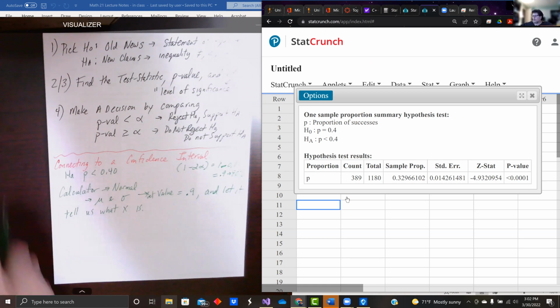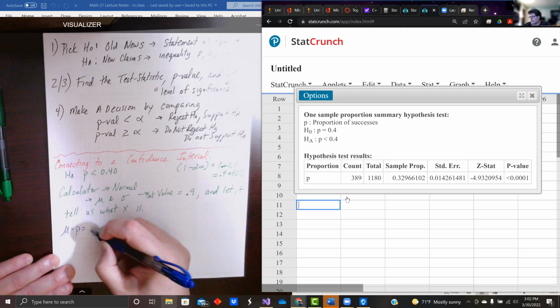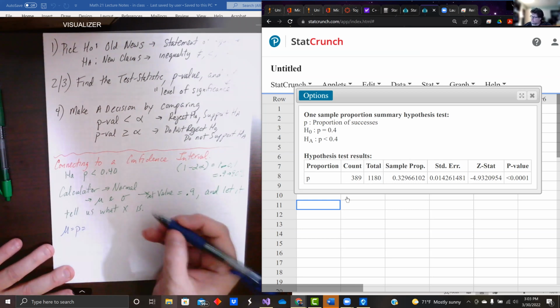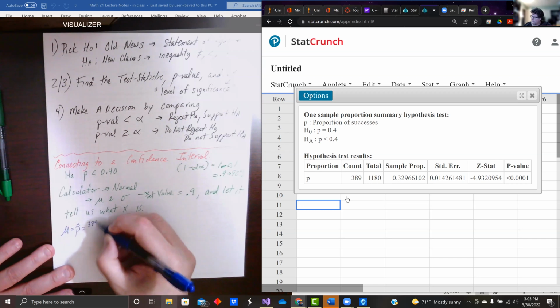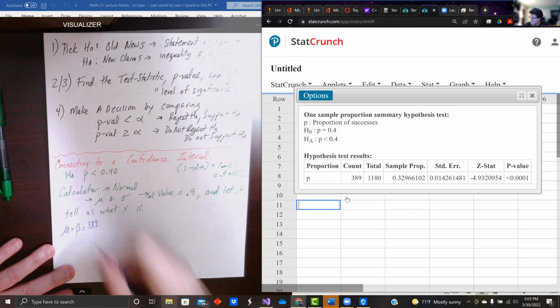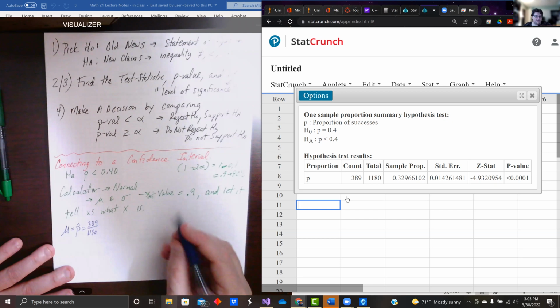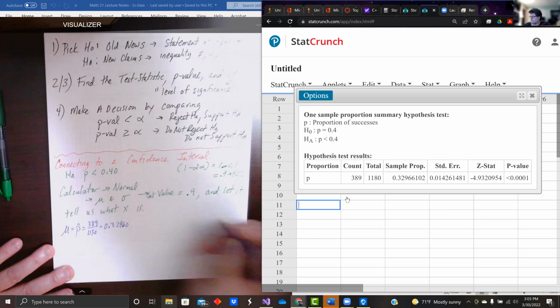Which means if we want mu and alpha, we got to figure them out. So mu was just P, or p hat, which is 389 over 1130. And that is 0.32960.